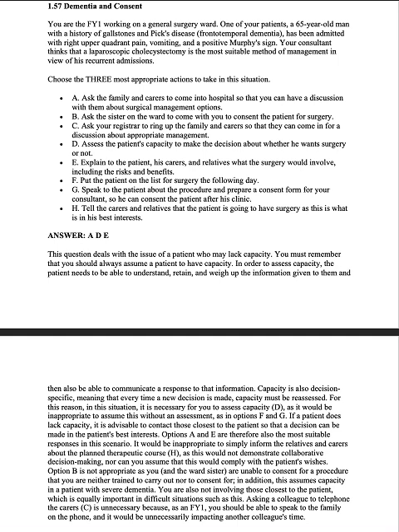Option B is not appropriate as you, and the ward sister, are unable to consent for a procedure that you're neither trained to carry out nor to consent for. In addition, this assumes capacity in a patient with severe dementia. You're also not involving those closest to the patient, which is equally important in difficult situations such as this. Asking a colleague to telephone the carers, C, is unnecessary because, as an FY1, you should be able to speak to the family on the phone, and it would be unnecessarily impacting another colleague's time.